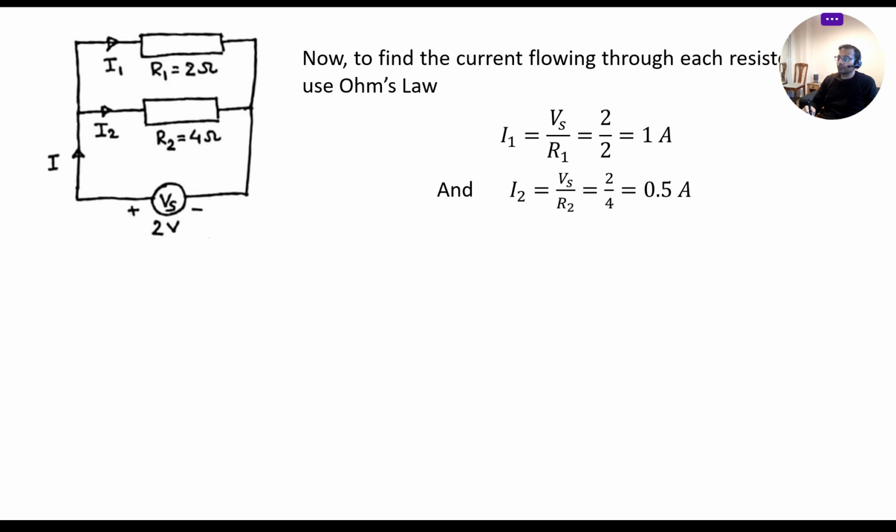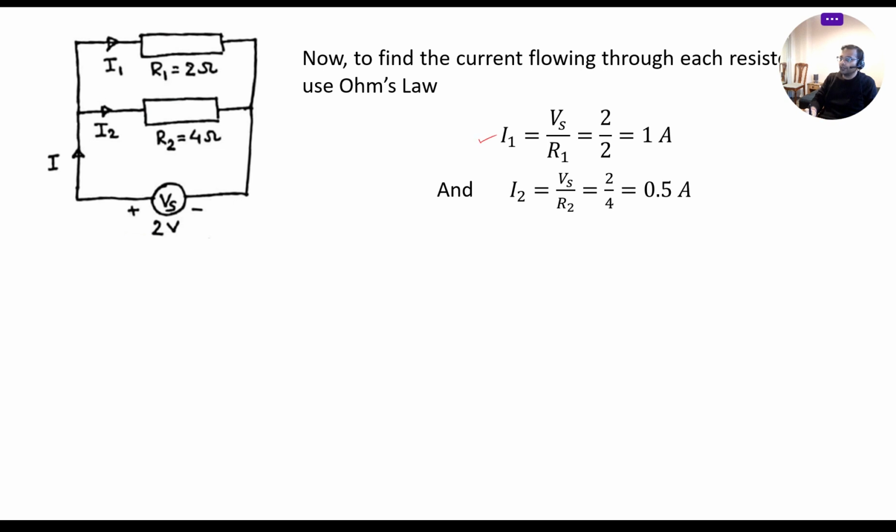Okay, so to find the value of current flowing through each resistor, instead of calculating the equivalent resistance, we can use Ohm's law. We would calculate the equivalent resistance, but it will be for another purpose, to demonstrate a concept here. So we can use Ohm's law.